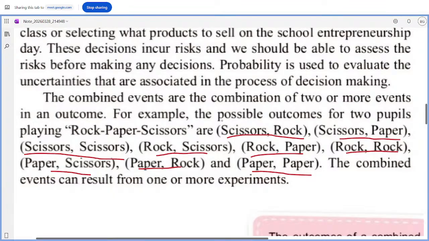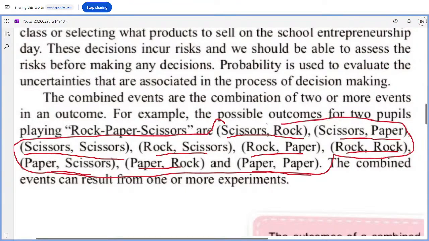So guys, these 9, in probability, we actually have a name. Do you all know what is the name we call for these 9 outcomes? There is a specific name we call all of this. Do you all know? Yes, very good. The answer is sample space. We call this sample space.